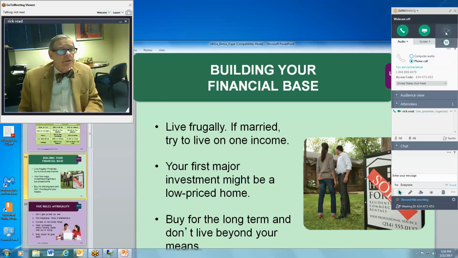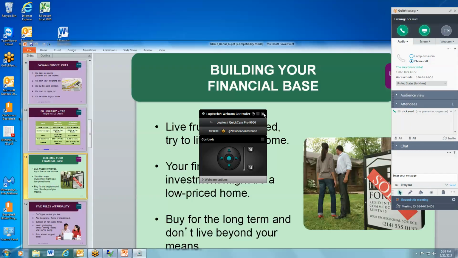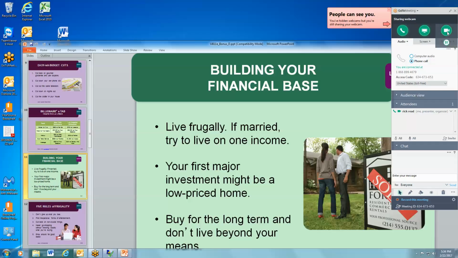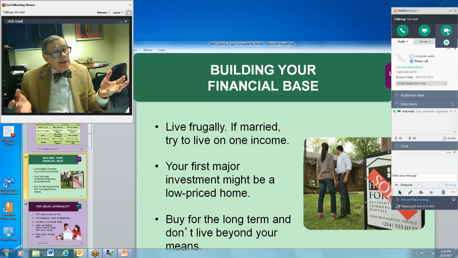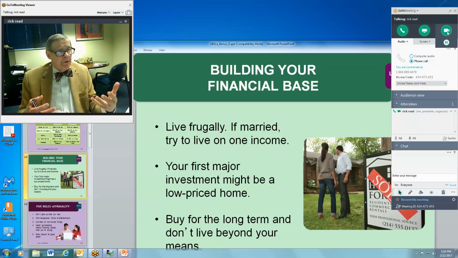This talks about increasing your wealth is what I want to say. It says financial basics, but I say increasing your wealth. Live within your means. You can take that word frugally out. Frugally is a negative word that says that you're not a spender.